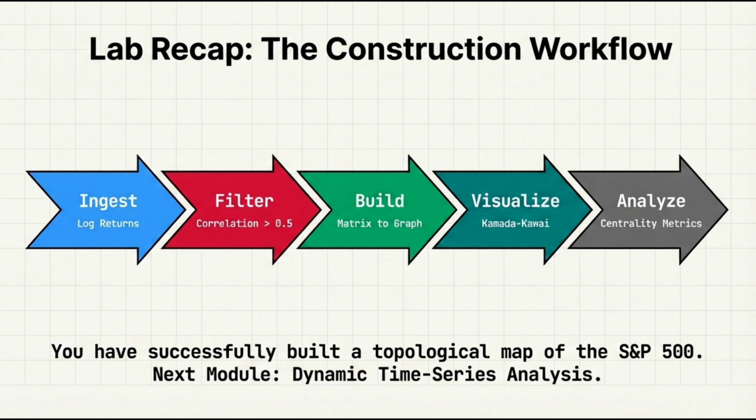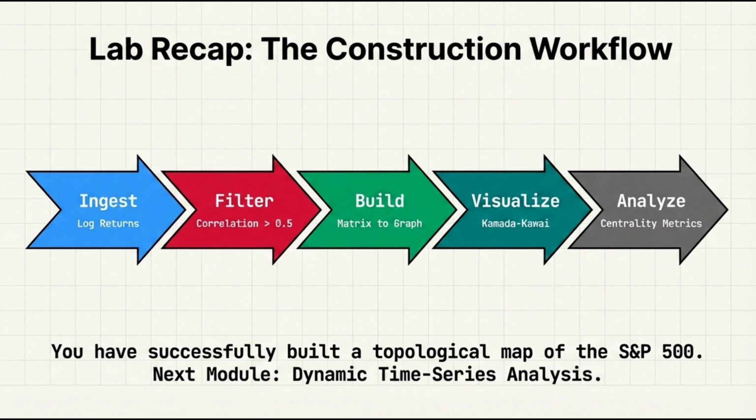Each stage depends on the quality of the one before it. If ingestion is flawed, the returns are flawed. If filtering is careless, the topology is noisy. If building is incorrect, the graph is misleading. And if visualization is poor, interpretation becomes harder.